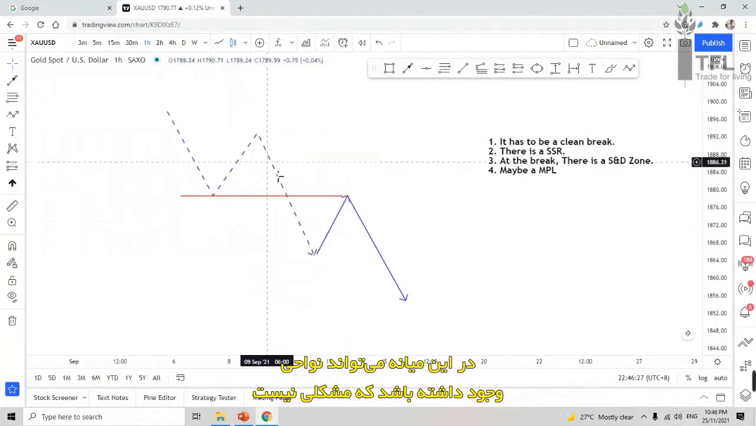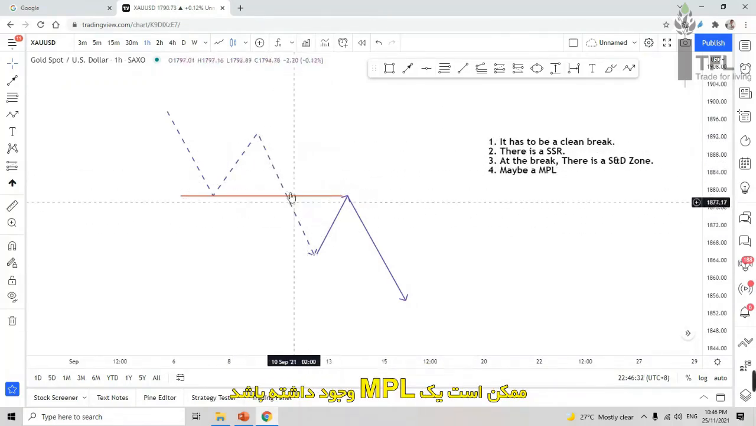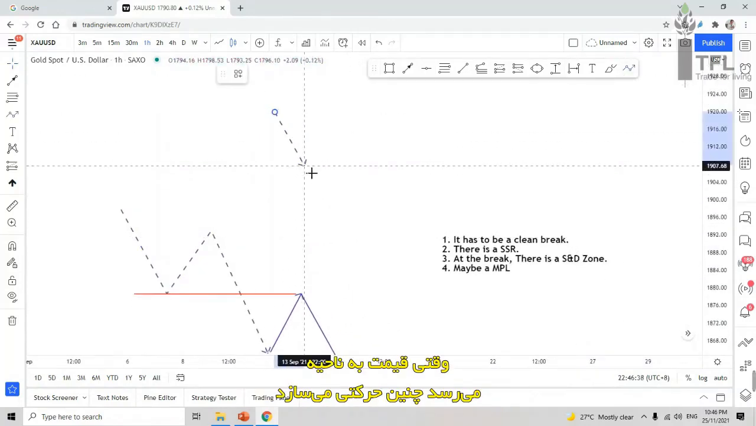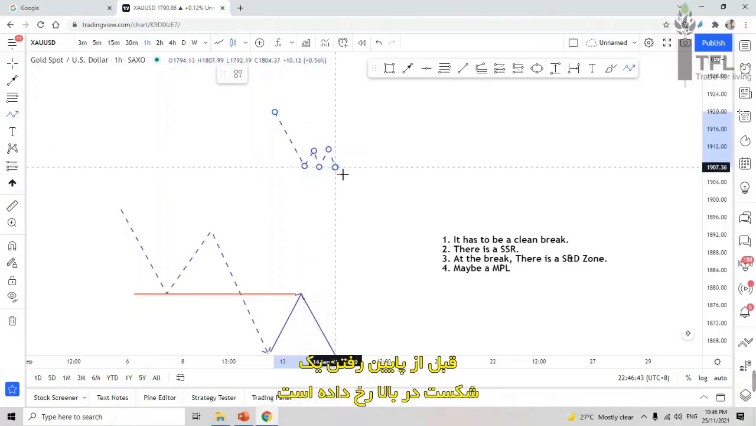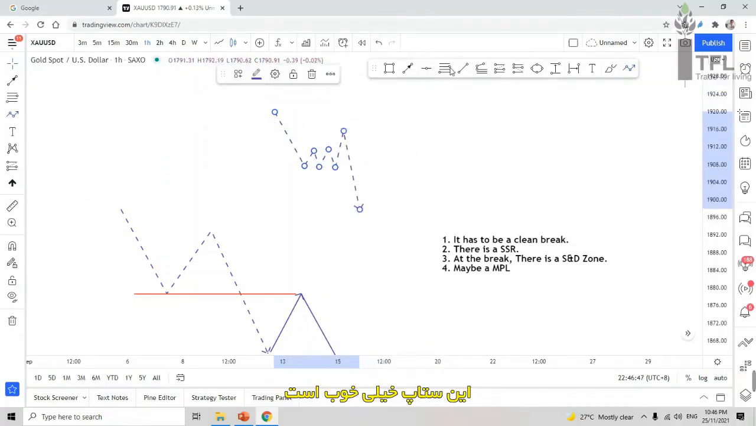And of course, in the middle, there might be some zone. It's okay. It might have an MPL. What is an MPL? MPL looks like this. When the price reaches the zone, it will have this movement, and then goes up before it breaks. So this is also a very nice setup.